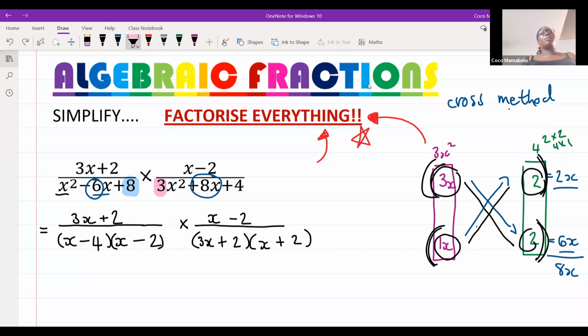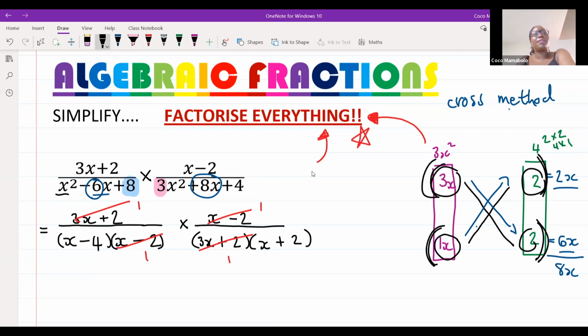Excellent. All right. Awesome. Apiwe, I hope you are going to help me cancel out what's common on the top and on the bottom. What's common on the top and on the bottom? 3x plus 2 and 3x plus 2. Good. 3x plus 2 divided by 3x plus 2 is 1. And what else? X minus 2 and the x minus 2. Excellent. X minus 2 divided by x minus 2 is also 1. So I've got 1 at the top, 1 at the bottom there.